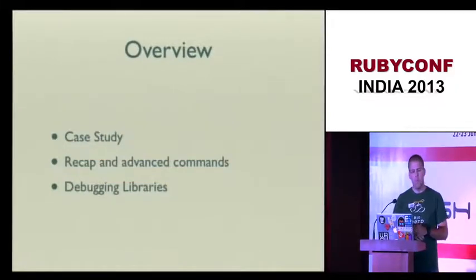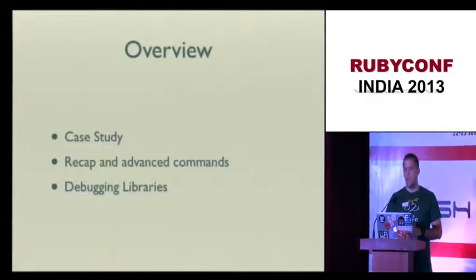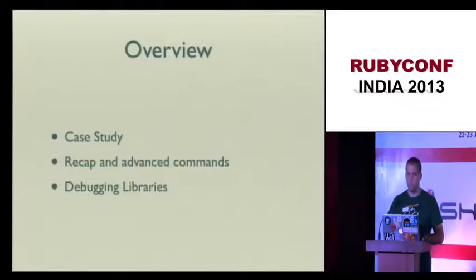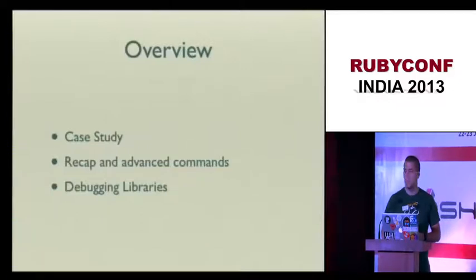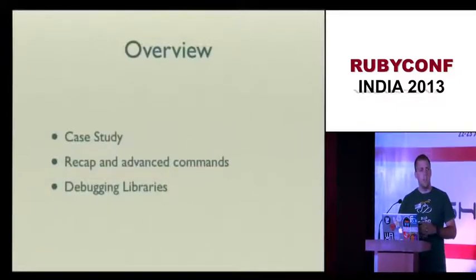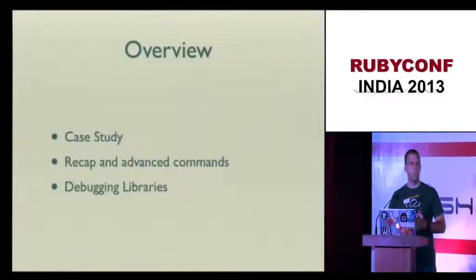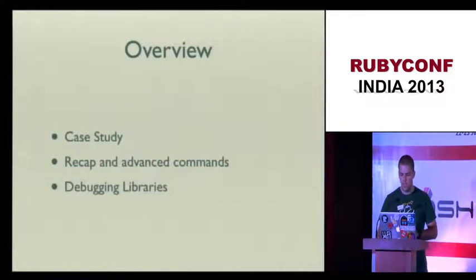So a quick overview. We're gonna walk through a case study, look at some basic commands in a debugging Ruby library. We'll recap what we've covered, look at some more advanced commands, and then we'll look at the debugging libraries that are available in Ruby and talk about which one you should use based on your current situation. So let's look at our case study.